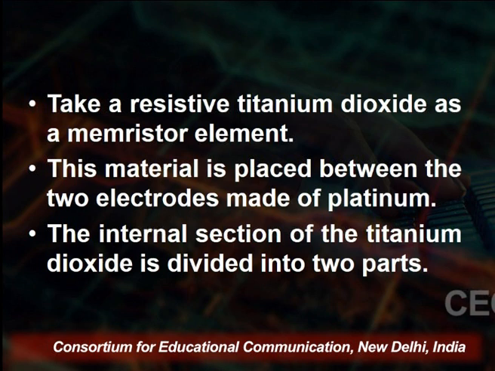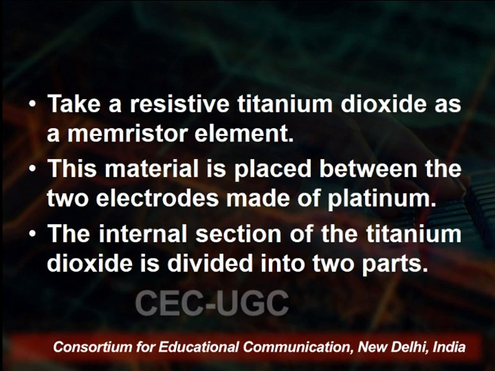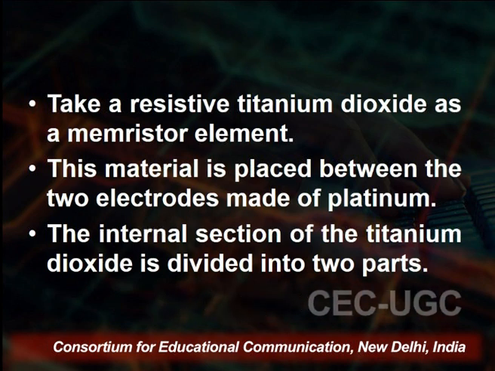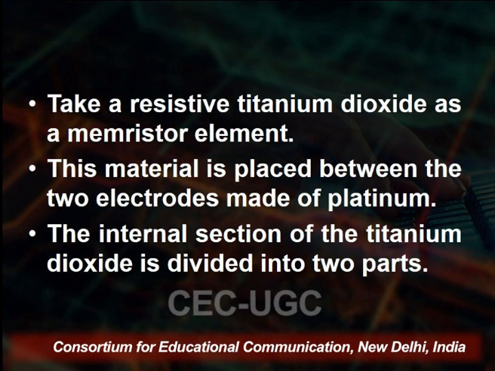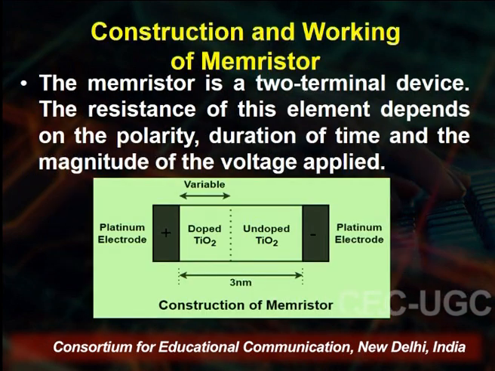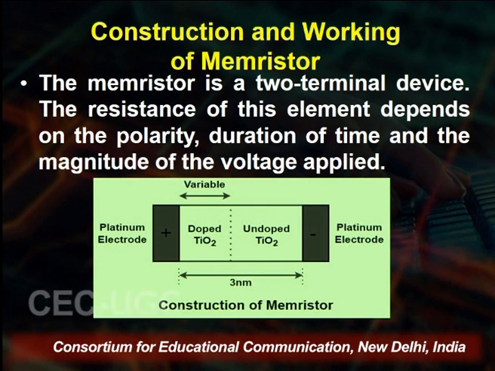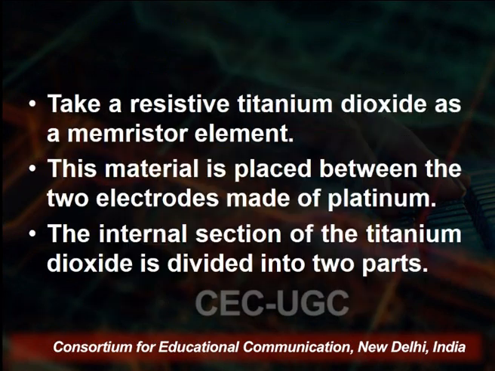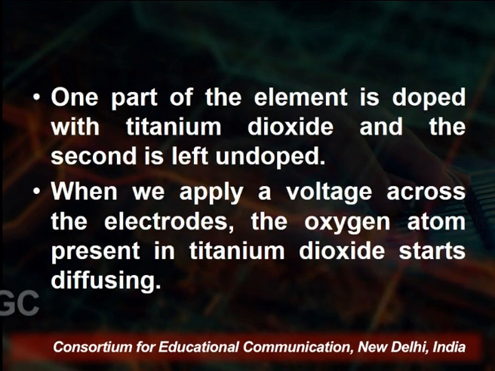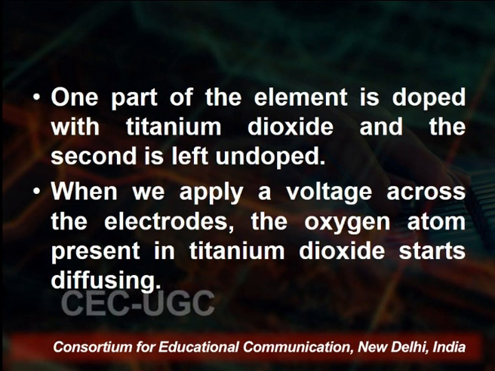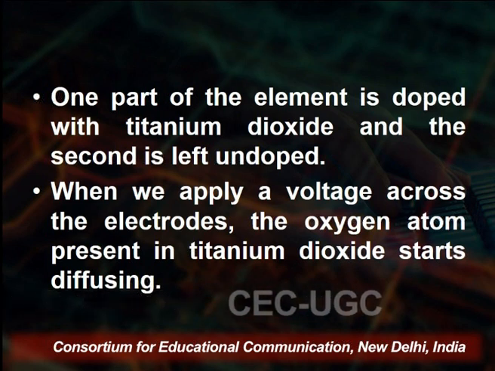We take resistive titanium dioxide as the memristor element. We use the titanium dioxide to construct the memristor's element. This material is placed between the two electrodes that are made of platinum. You see here the doped and undoped TiO2 is placed in between the platinum electrodes. Now, the internal section of the titanium dioxide is divided into two parts. One part is doped titanium dioxide and the second is undoped.